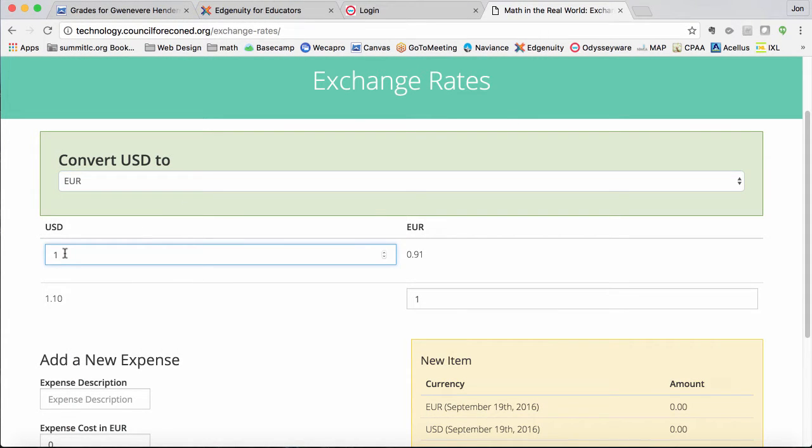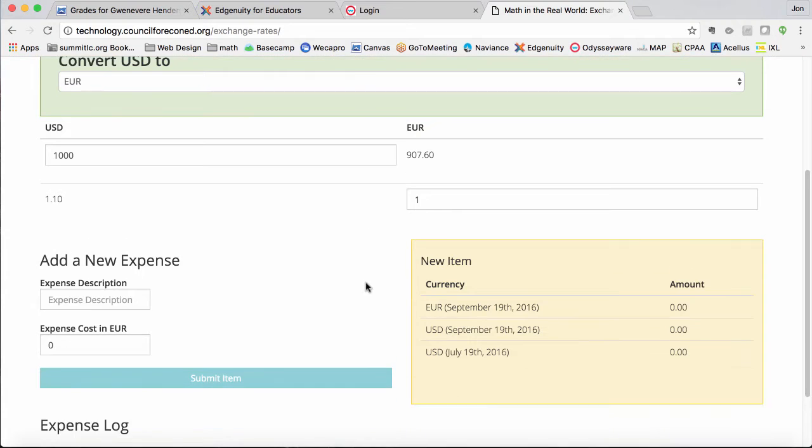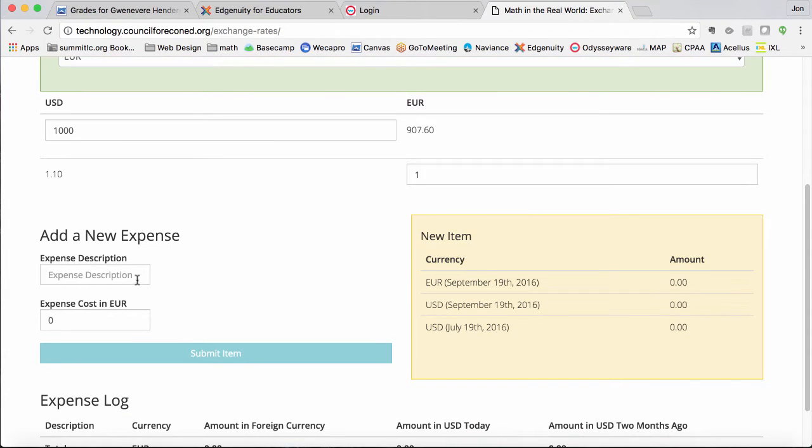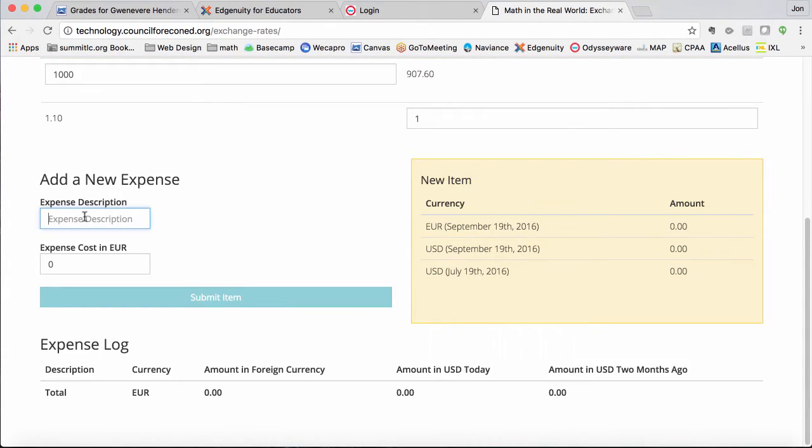So we're going to bring $1,000 to Spain for a trip. And we can see that it converts to 907.60 euros, right? There's the exchange rate. Let's say we want to buy a hotel. So we'll stay 7 nights in a hotel. Let's say the hotel costs, we don't know how much it is, but let's say it's 180 a night.